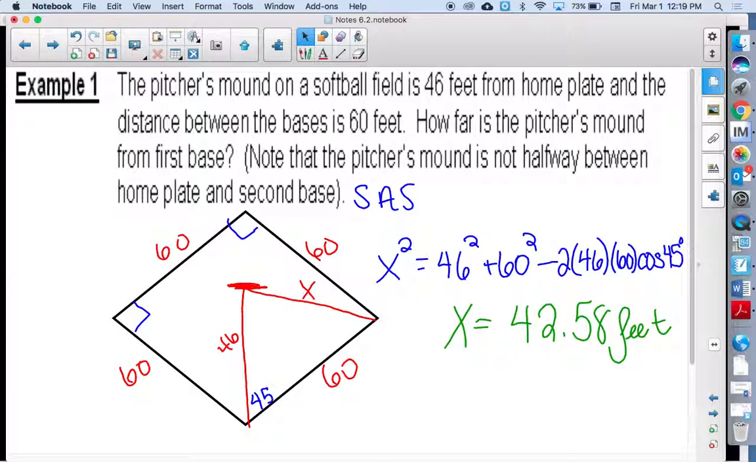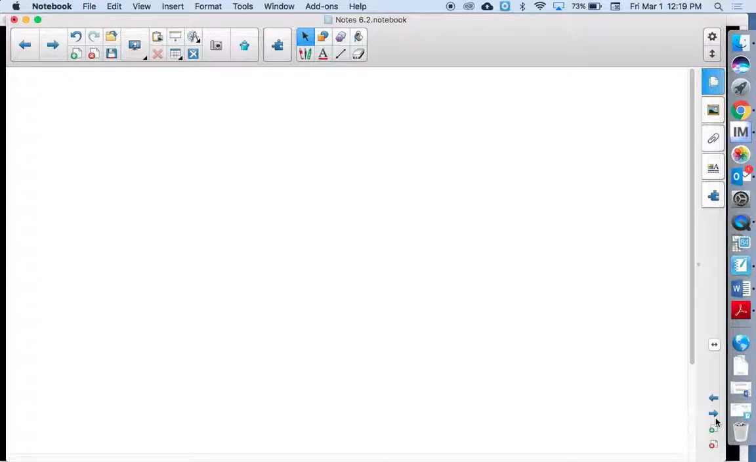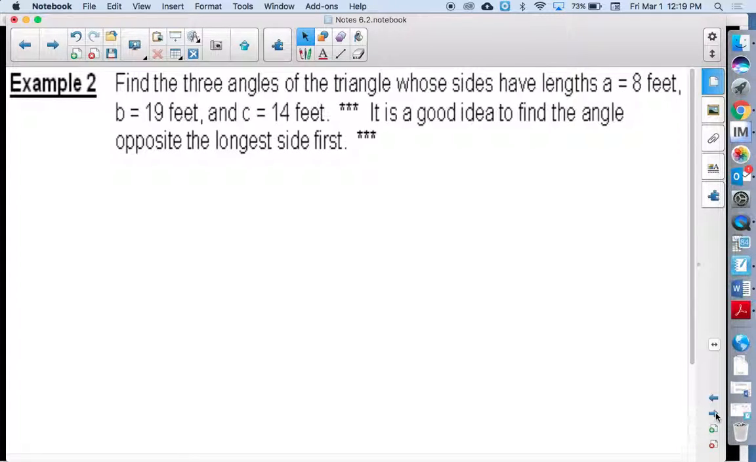Alright, so we're going to do one other problem. Short day, 2 examples. So if you flip and look at the top of the next page, so that you can see how it works when you're trying to find the angle. The other example that I have up here, you are asked to find 3 angles. So I don't know any of the angles, but it says the sides have lengths of 8, 19, and 14 feet. And with the little stars there, it's a good idea to find the angle opposite the longest side first.